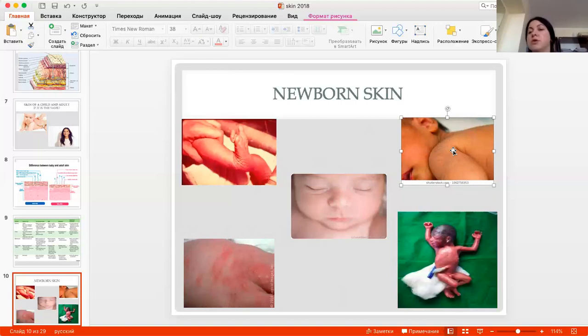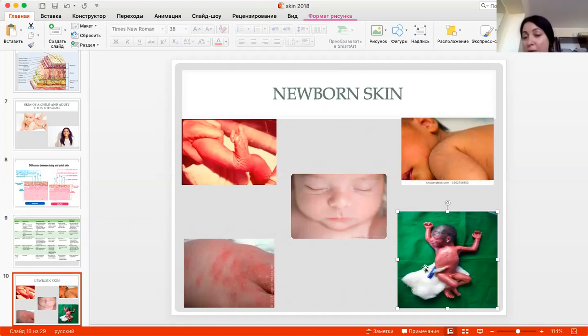Our child is premature. You see how the premature child's skin looks like. And this child is premature because you see how thin it is, there is no fat to store, and it's important for the child to survive.